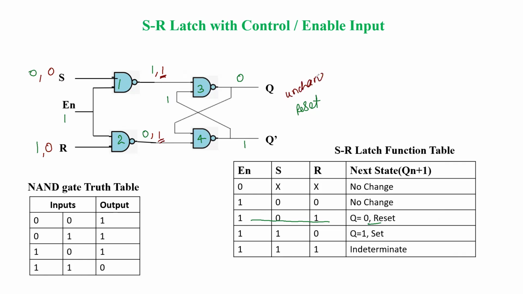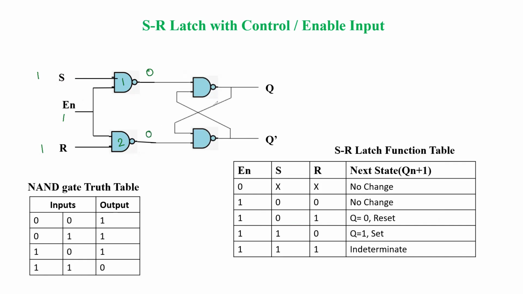What was the earlier condition? We have seen that the device is reset, so it will remain in the reset state only. Now, if we take both as 1, 1, this is the problem with the SR latch. Both inputs should not be 1 at the same time. With active high enable, enable is 1. If you keep S as 1 and R also as 1, both inputs are 1 to the NAND gate, so the output is 0 here. And for NAND gate 2 also, the output is 0.